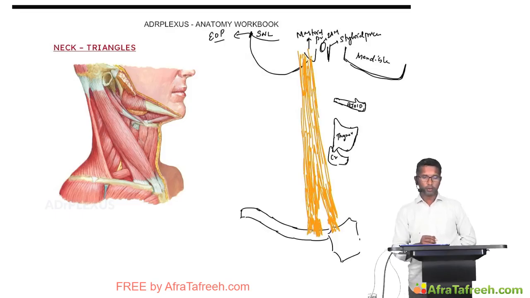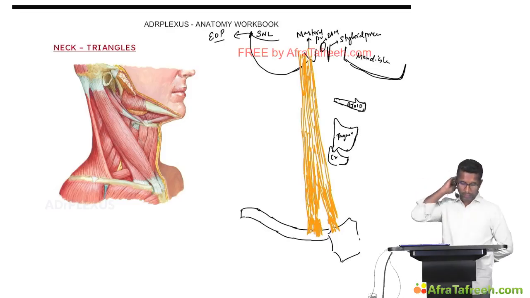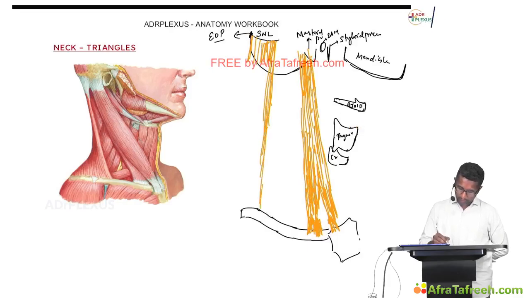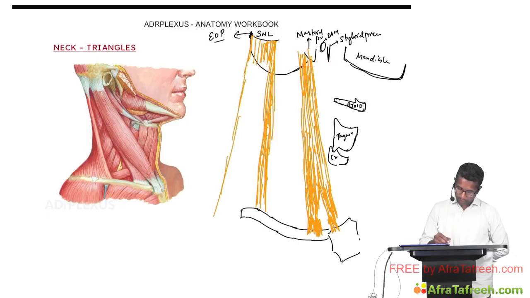sternocleidomastoid. When you see the posterior part of the neck region, from the superior nuchal line there is a muscle which takes its origin from the superior nuchal line, runs below and gets attached to the clavicle also. The lateral end of the clavicle receives the insertion of this muscle. This muscle on the posterior aspect of the neck is the trapezius muscle.